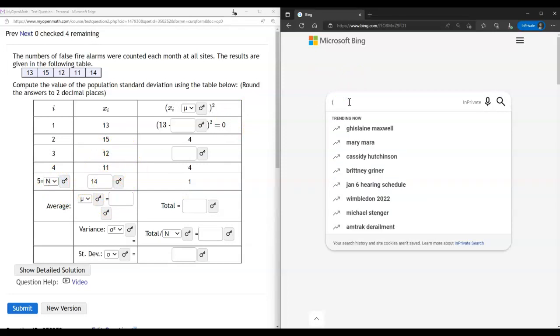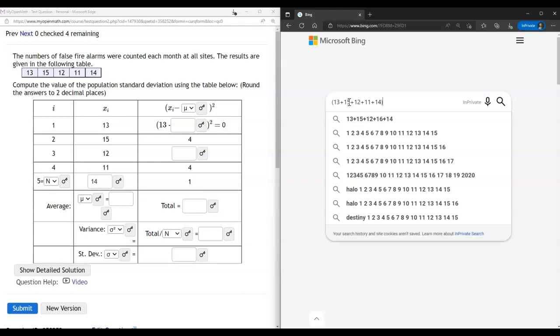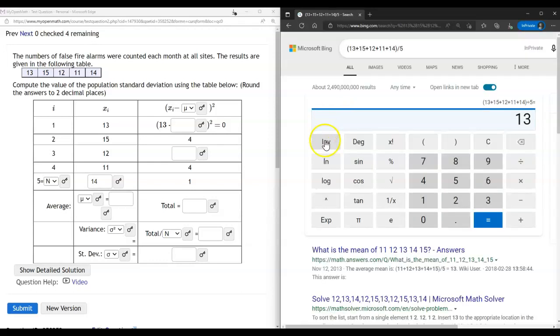I'm just going to use a built-in calculator, and any calculator can be used. I'm just going to type this formula, and we're dividing by 5, and the average is 13. So what does that mean? That means now in this formula, we are putting 13 for mu, and we're putting x sub i obtained from each row here. So for the formula in the first row, we're going to take x sub i, 13, and subtract this 13, and we get 13 minus 13 squared, which is 0.